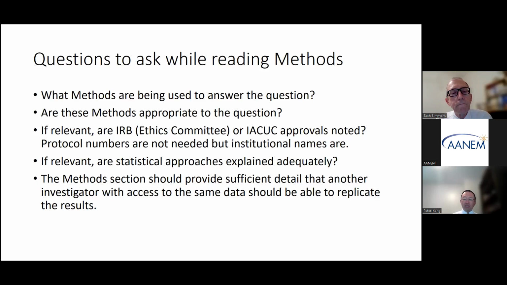And then, if relevant, are the statistical approaches explained adequately? The methods section should provide enough detail that theoretically, if you have another investigator who has the same data sets, that individual and their team should be able to replicate the results.